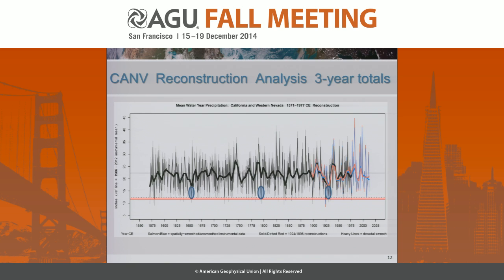So you see the 1929 through 1931 event there in the blue ellipse on the right. And there's 2 other times where we see essentially the same deficit over a 3-year period. So again, the take home here is that this is an extreme situation that we've just passed through. But again, it's not at all unprecedented.